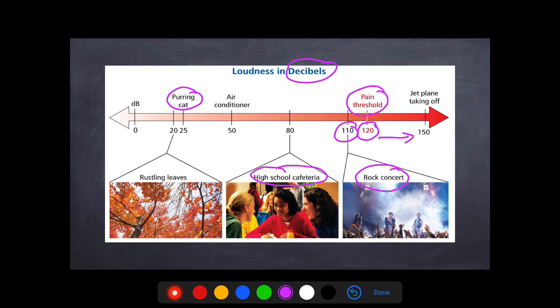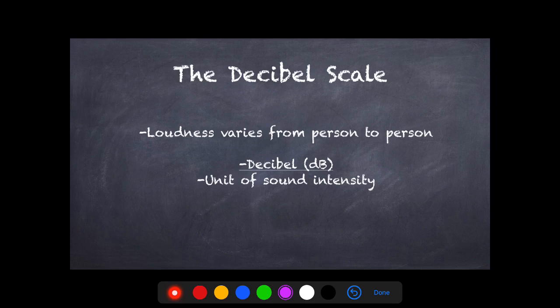So you always want to be careful when you're going to a rock concert, because if they are increasing the decibels in their sound, it can actually damage your hearing. So what is a decibel?